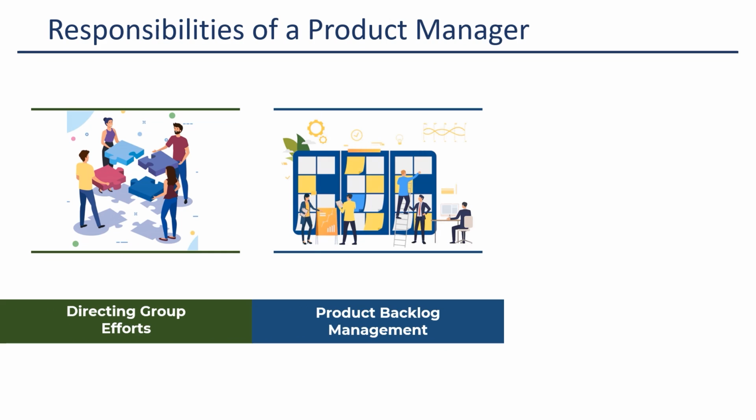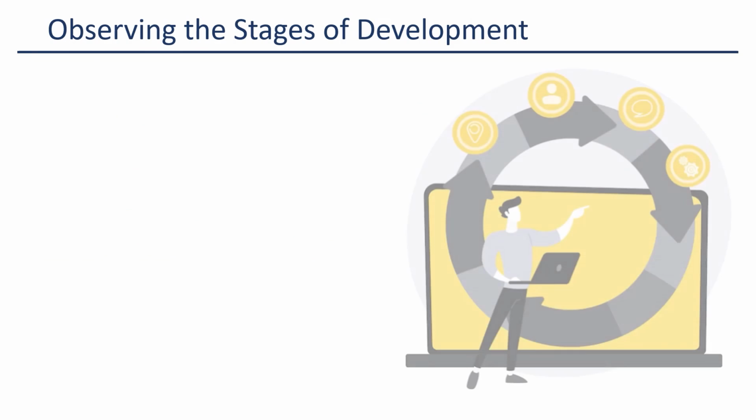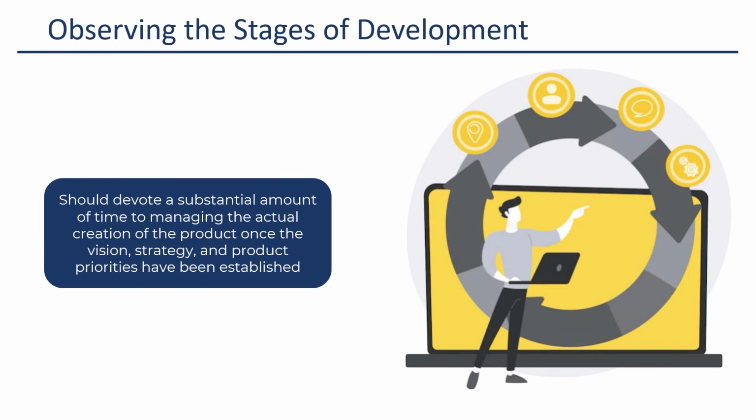And the last responsibility of a product owner is observing the stages of development. The product owner should devote a substantial amount of time to managing the actual creation of the product once the vision, strategy, and product priorities have been established. They play a significant role in all phases of the event, including planning, fine tuning, reviewing, and sprinting.